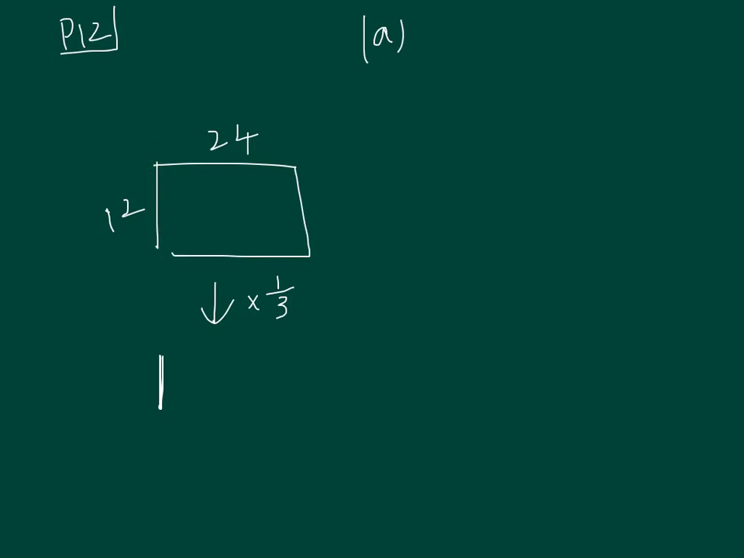So for the 12, you shrink it. The new length will be 1/3 as much as 12, therefore it's going to be 4. And the length will be 1/3 of 24, so it will be 8. Use this idea for the rest of the problem.